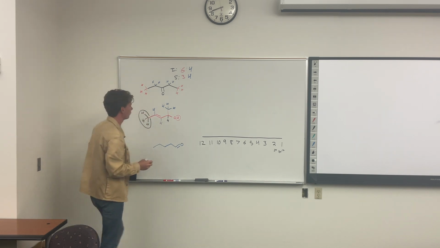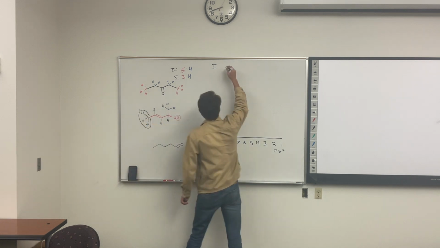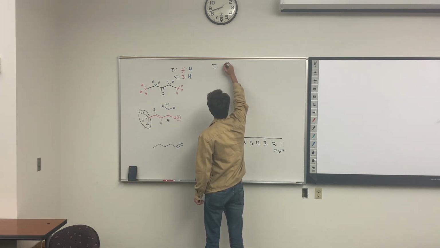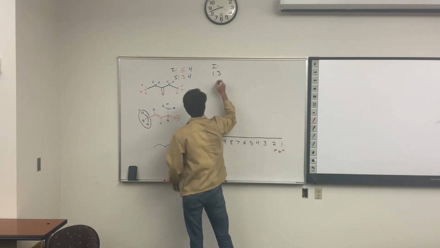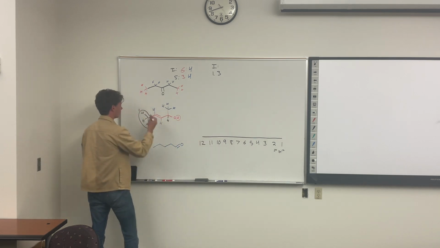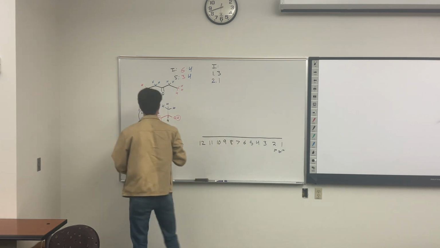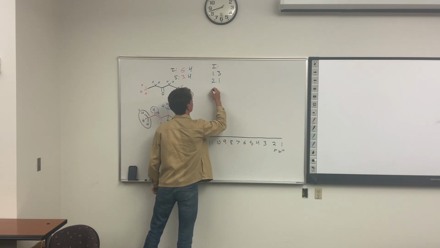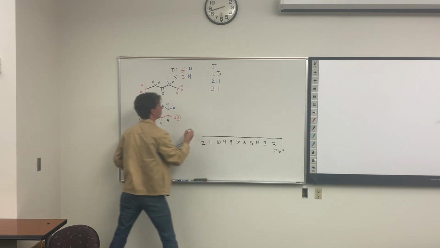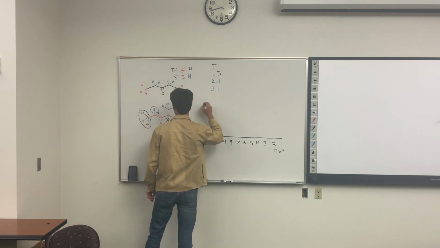Black hydrogens on the left. We have 3 of them. So I'm going to call this group 1, intensity 3. Hydrogen here, we'll call group 2, intensity 1. Purple group, there's 1 hydrogen, intensity 1. Black hydrogen here, intensity 1, and we'll call that 4.